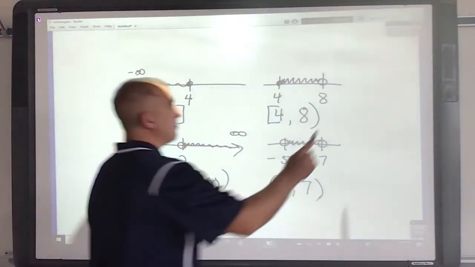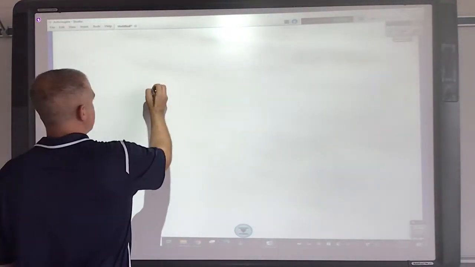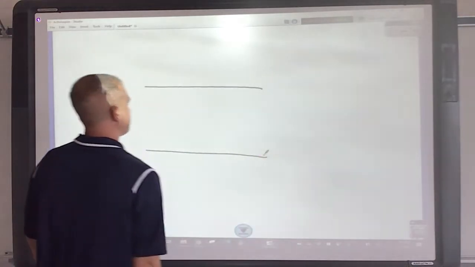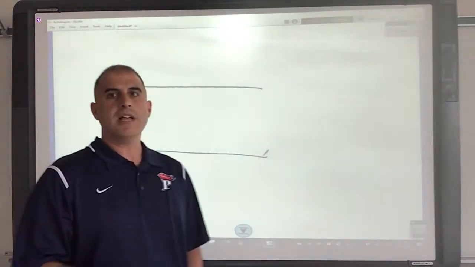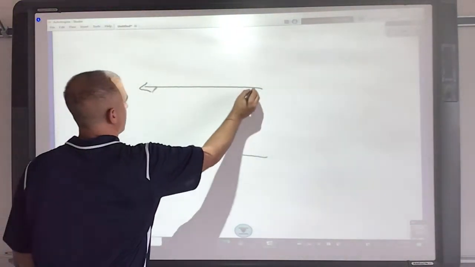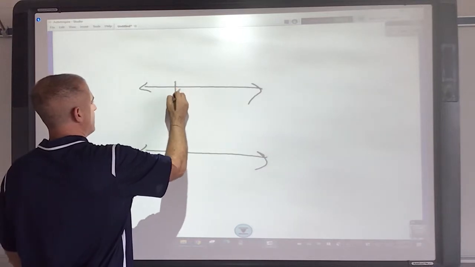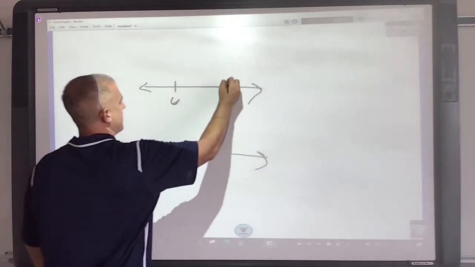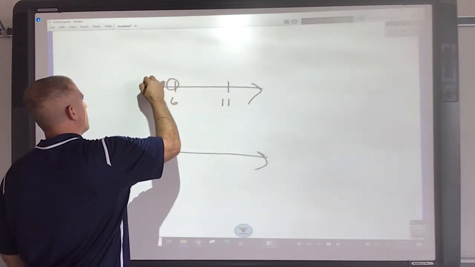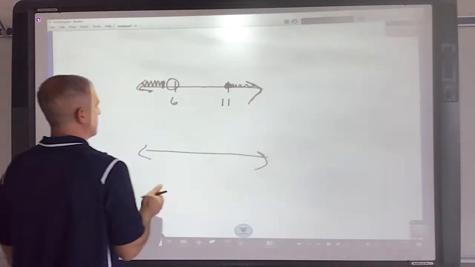A couple more examples, and then I'm going to give you guys some to try on your own. Let's say, and as I'm going through, if I'm going too fast, just pause it. Let's say I have, let's say this is 6, and this is 11. Let's say I have open. Let's say I have closed.